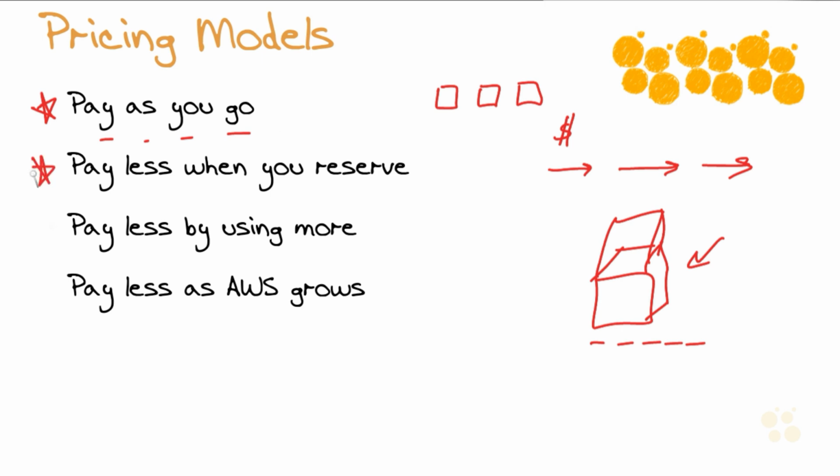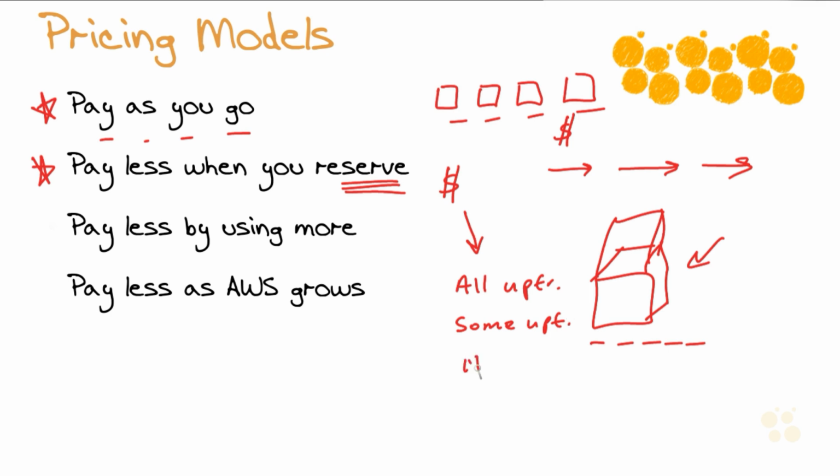We get to pay less when we reserve. If you know that you're going to need 4 different big servers and that you're going to have these on all the time, you can do what's called reserved instance pricing, and you will save a ton of money. There's even 3 pay models there. You can pay all up front and you'll save the most money. You can do some up front and you'll save not as much money as you would if you did all up front. And then finally, you could do no up front and you'd save less.